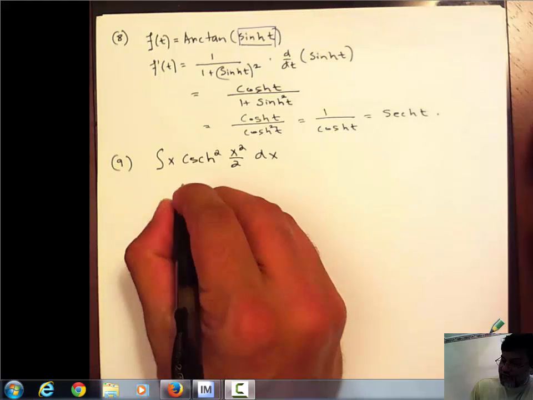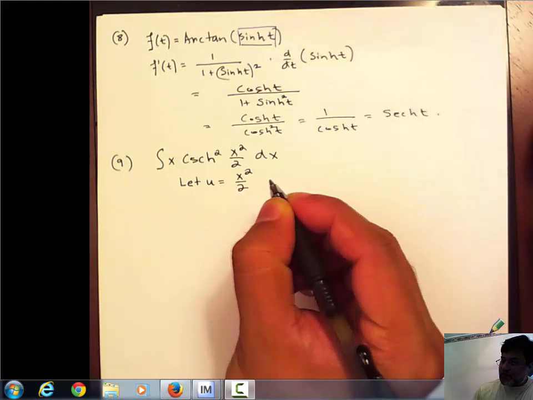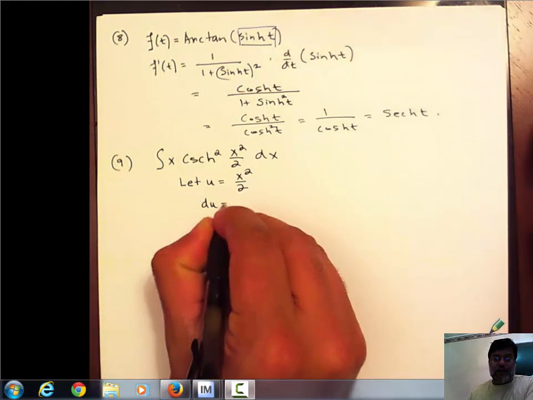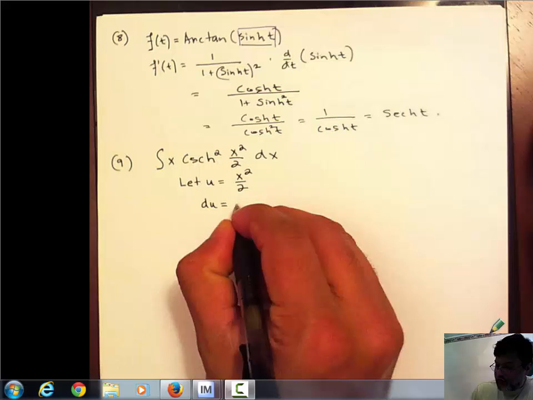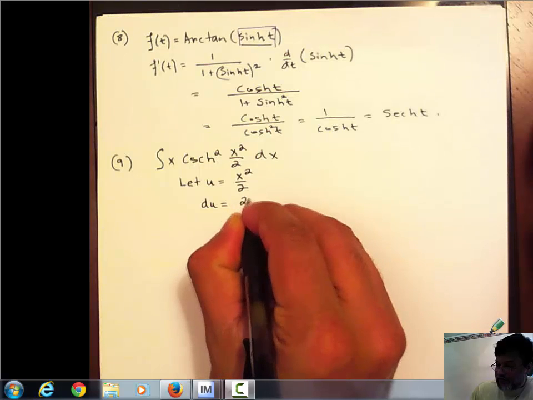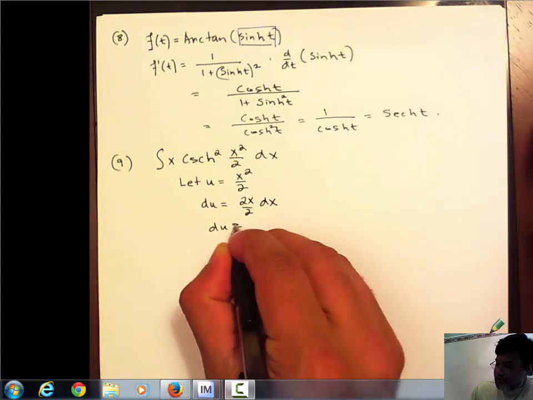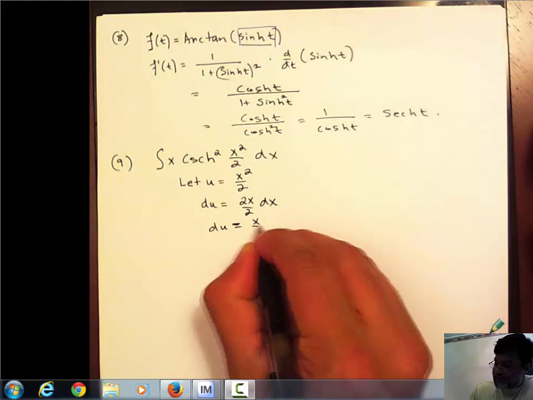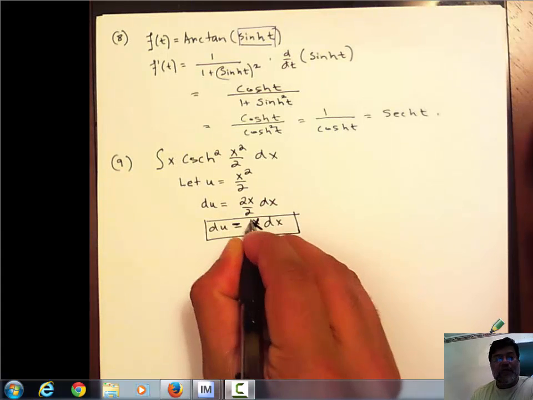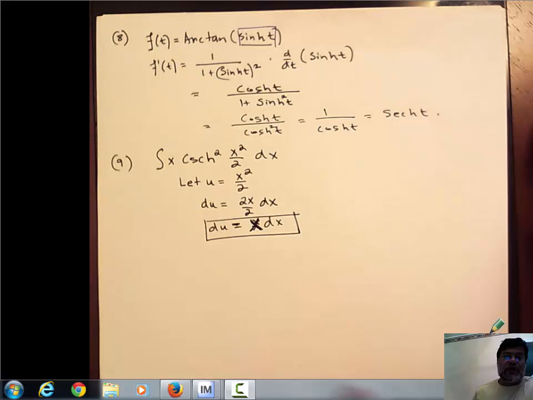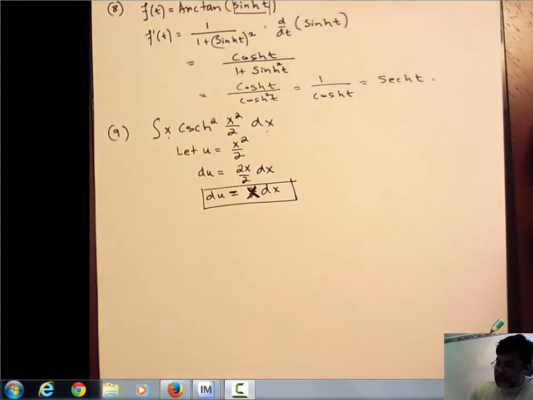So what if I let u be x squared over 2? What would my du be? Well, du will be 2x over 2, or I could write, well, let me go ahead and write this. So 2 and 2 cancel out, so isn't that just x dx? Okay. So do I have x dx? Yeah, I have it sitting right here. So now my u substitution will be complete.